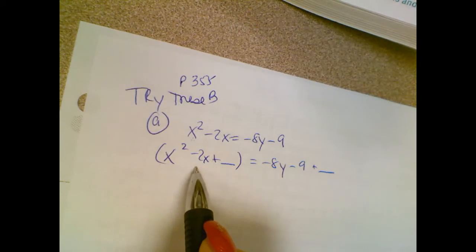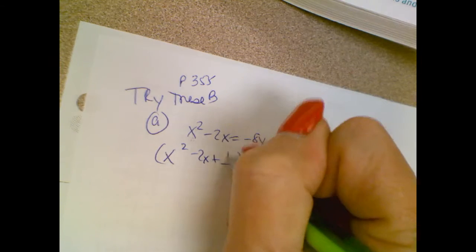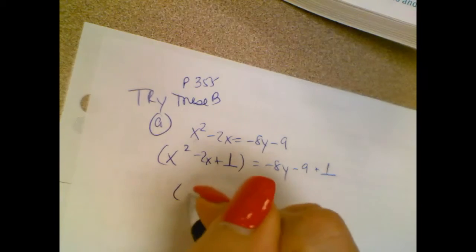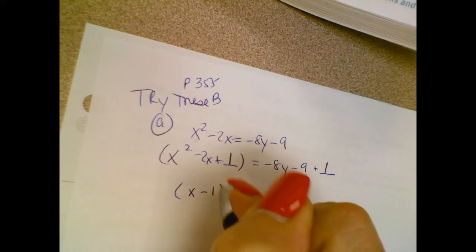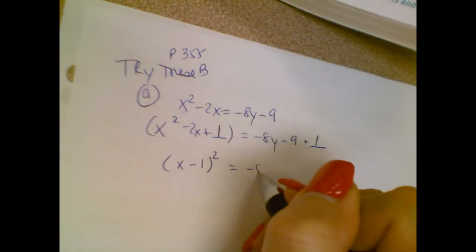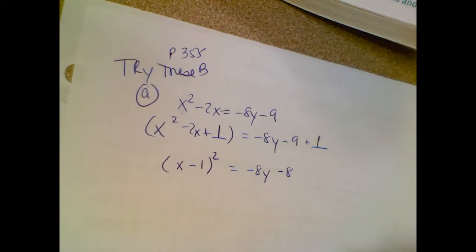So what's half of -2? -1 squared is 1. So we're going to add a 1 to both sides. Then you're going to complete the square. Half of -2 is -1. So you write it like that. On this side, you get -8y minus 8.